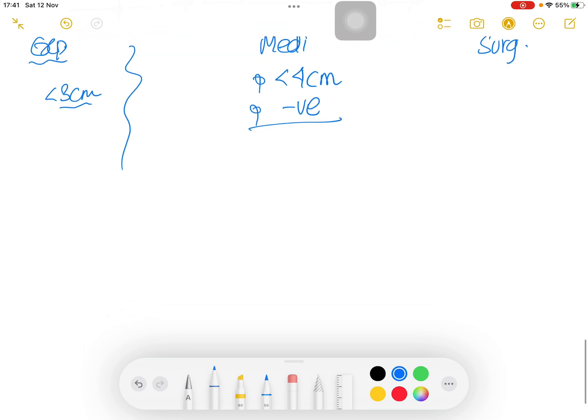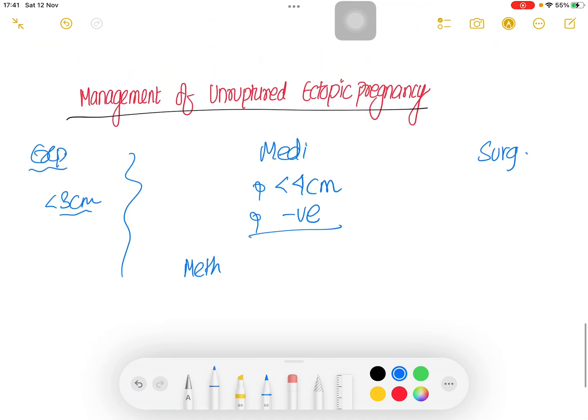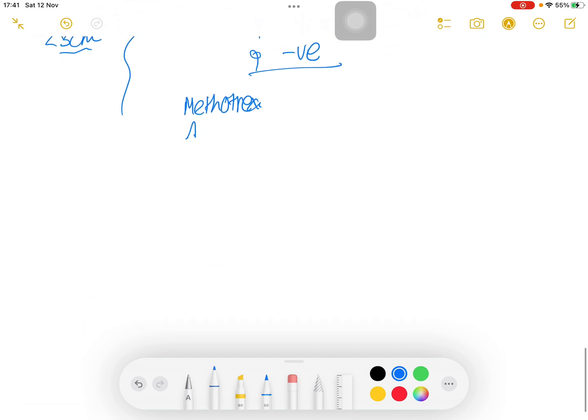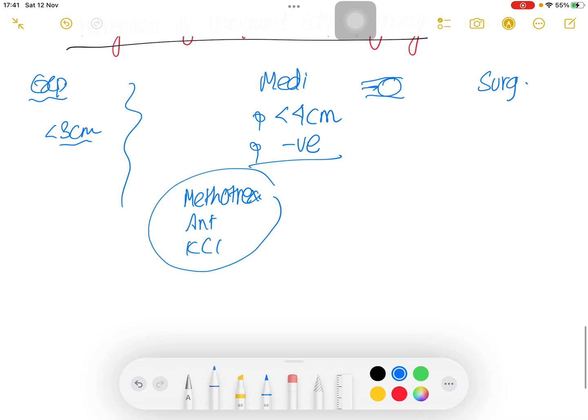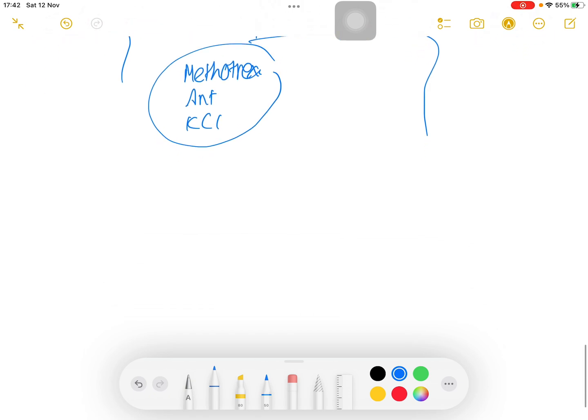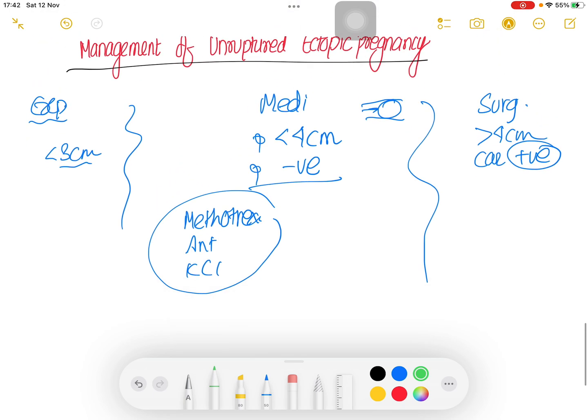For the medical management, we can use methotrexate, with which we kill the fetus inside the tube. Methotrexate is given, and other drugs like actinomycin and KCl can also be given. So in the medical management, this can be done. And for the surgical management, if the diameter of the fetus is 4 centimeter or more and cardiac activity is seen, then we have to do the surgical management.